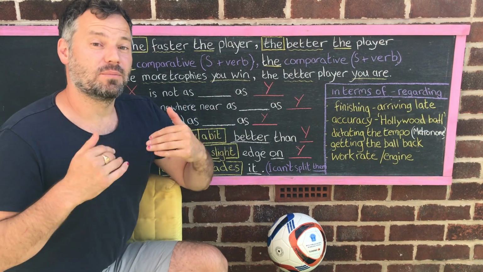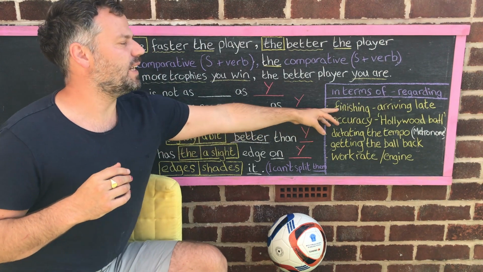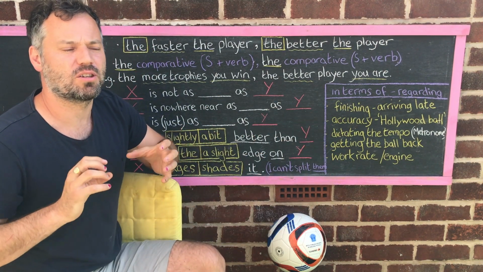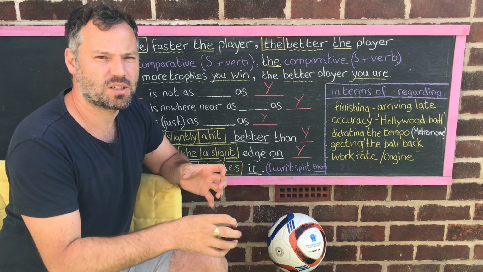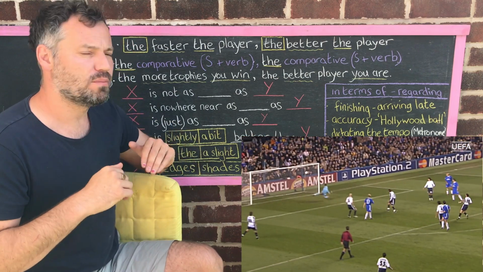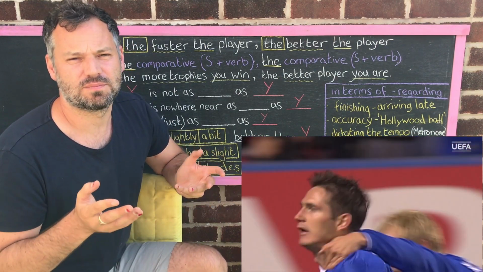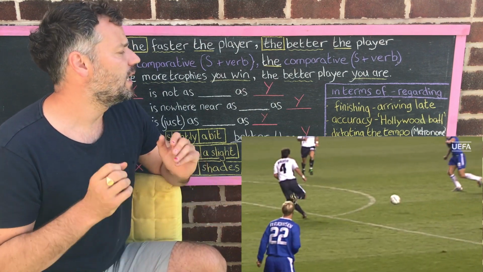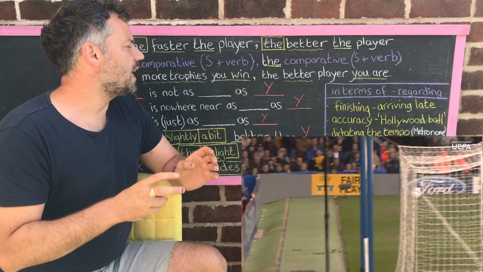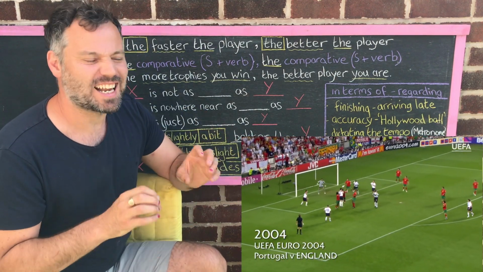So here I am talking about in terms of, or regarding, finishing or arriving late in the box, because they are midfielders, so they need to arrive late in the box. And I think Frank Lampard's goal scoring record is much better than Scholes and Gerrard. So for me, Frank Lampard gets 3 points. 2 points, I think I can't split them. I've looked at the statistics and I can't split them.